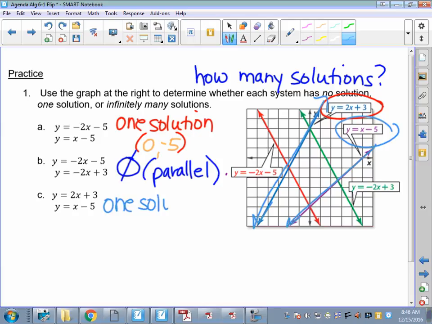Don't forget, that's why we put arrows on the end of each line. We can't name that solution because it would be somewhere down here off the graph, and we don't know where that is.